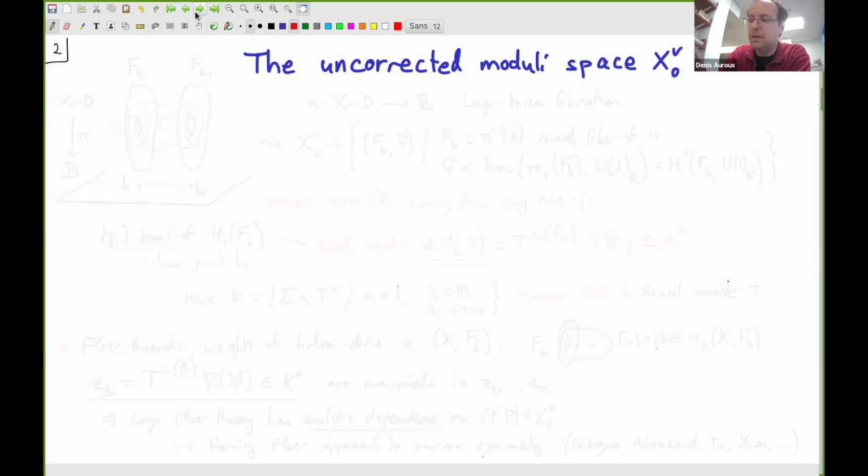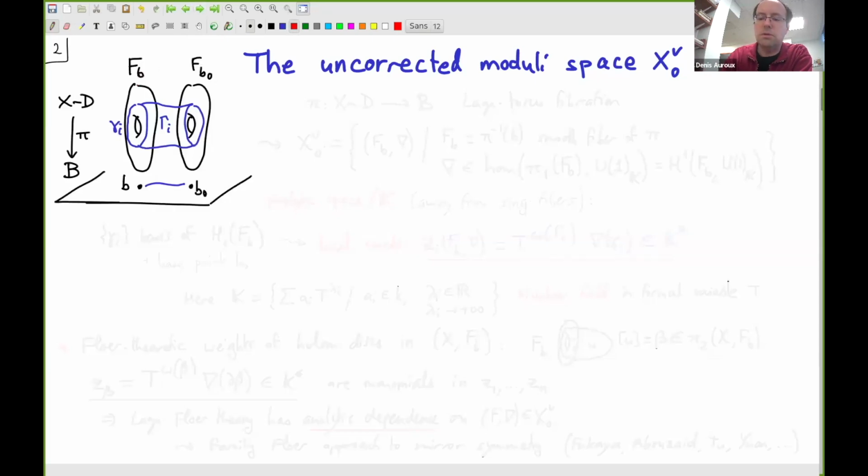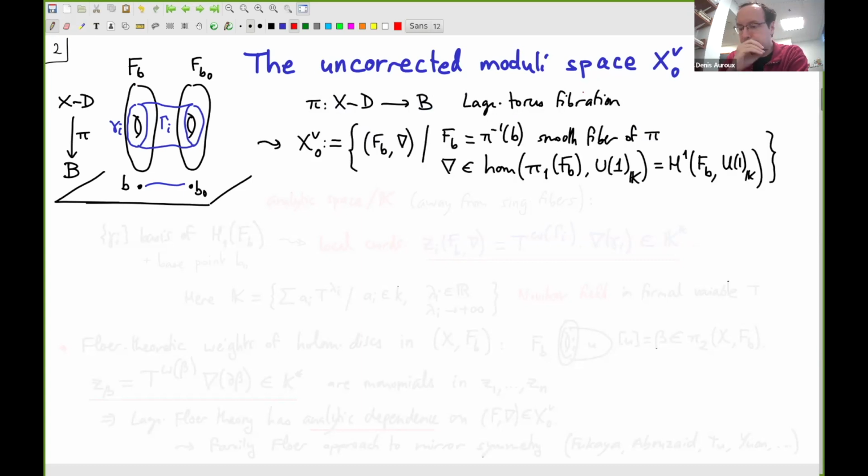Okay. All right. And feel free to interrupt with questions at any time, but maybe I should start again, telling this story more slowly. That was the introduction slide. So first, we are going to talk about the uncorrected moduli space of tori. So we start from a Lagrangian torus fibration on X minus D. And we want to look at pairs consisting of a fiber of this fibration.